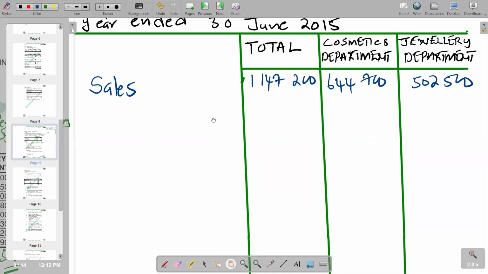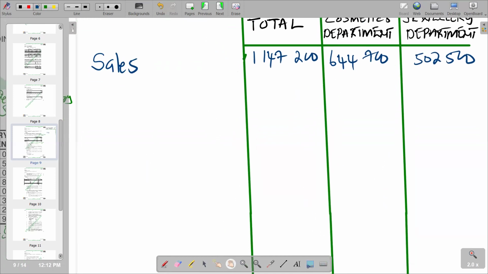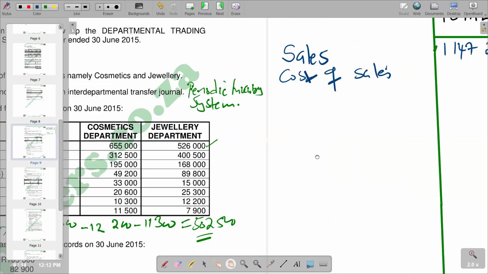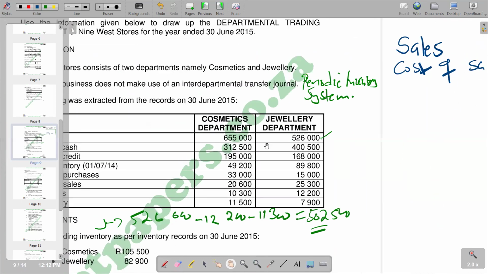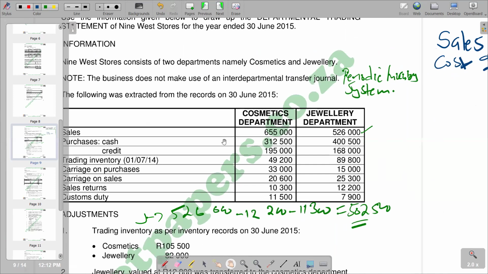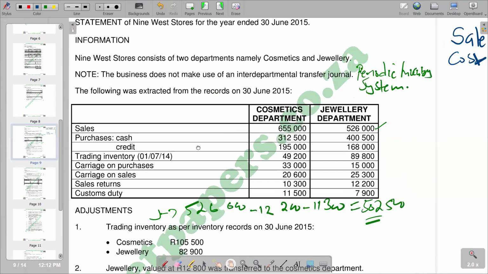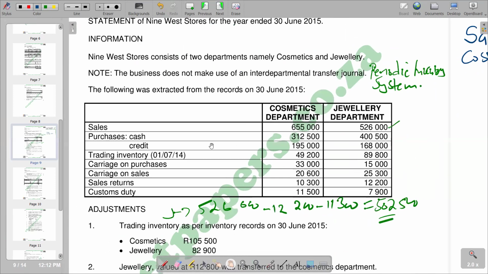the cost of sales section. So we are going to say cost of sales. But if you go to the question, you'll see that we do not have our cost of sales calculated. So we need to calculate it by using that formula of saying opening stock. We add purchases, we add any carriages if they are there, and then we subtract our closing stock.